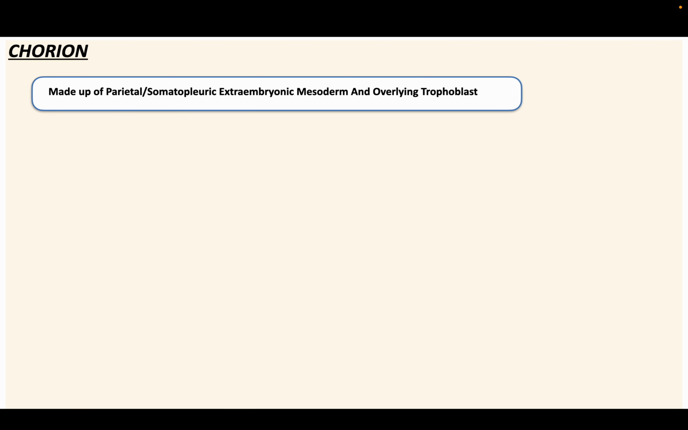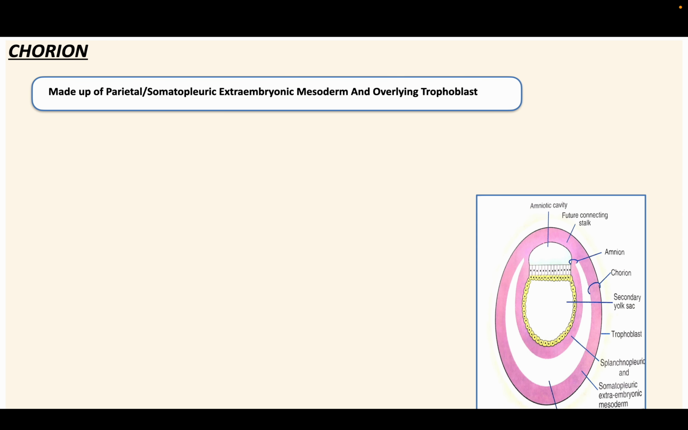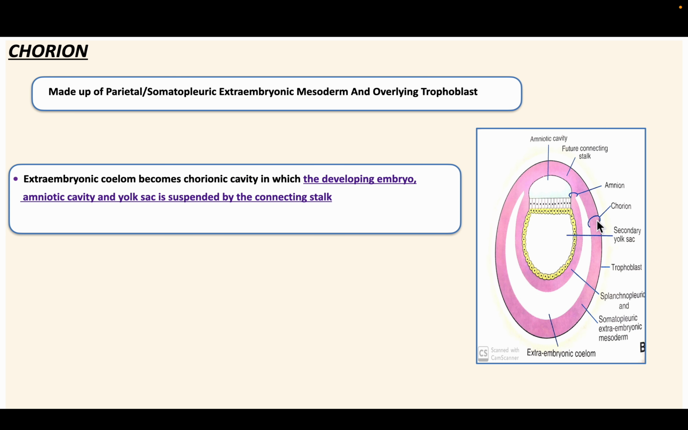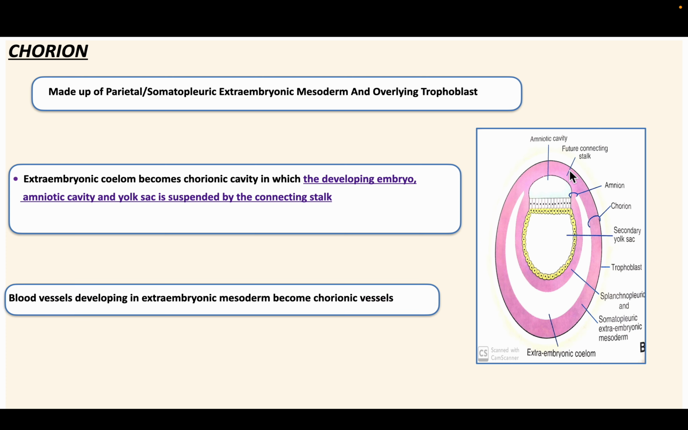Coming to the chorion, it is made up of parietal or somatopleuric extraembryonic mesoderm and overlying trophoblast. You can see here, the extraembryonic coelom becomes the chorionic cavity, in which the developing embryo, amniotic cavity and yolk sac are suspended by the connecting stalk. Blood vessels developing in the extraembryonic mesoderm become chorionic vessels.